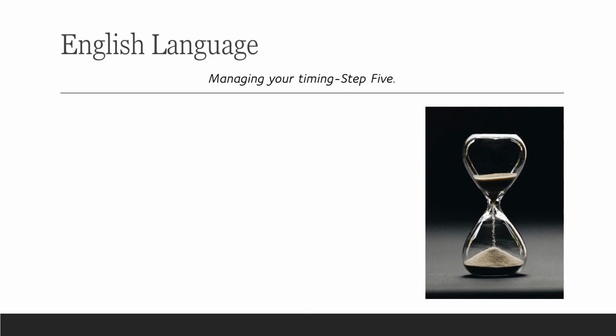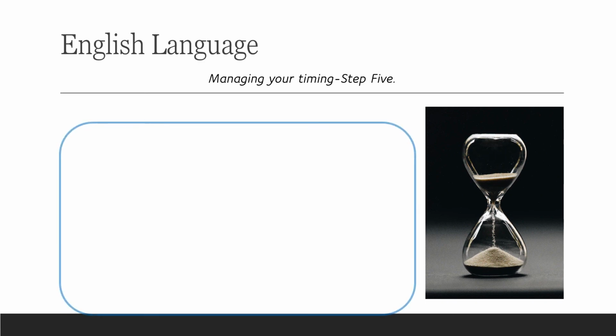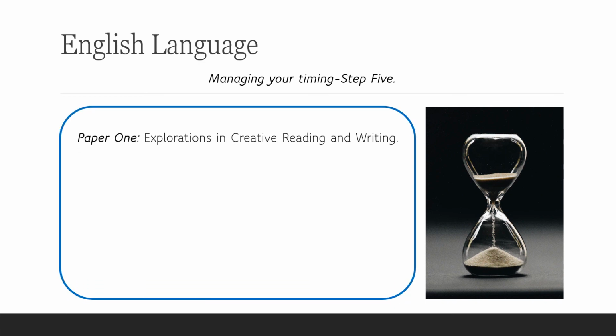Managing your time, step 5. If you feel comfortable about all the other steps that we've been through, now we need to think about managing your time. Within the exam, Paper 1, Explorations in Creative Reading and Writing, we only get 1 hour and 45 minutes. This is the standard amount of time given for the exam paper.